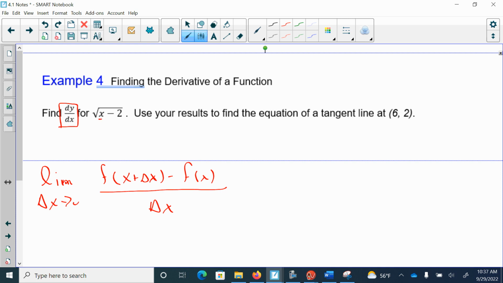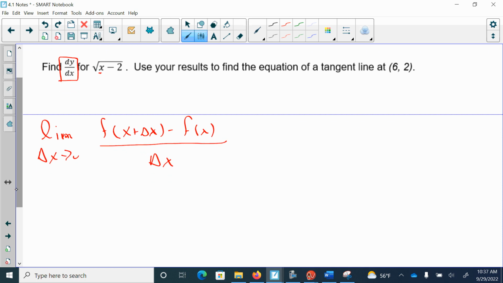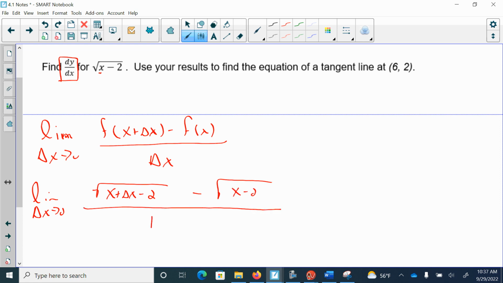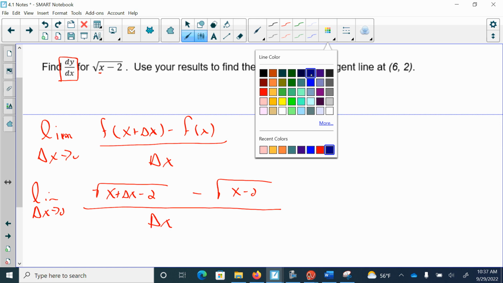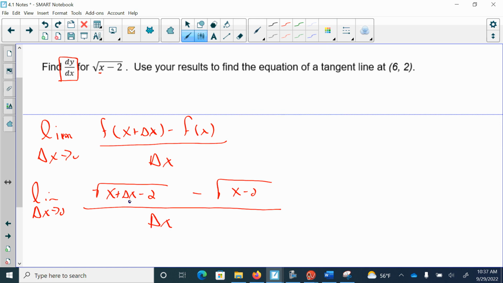Yes, Mrs. Ward. So I'm going to put in x plus delta x, yes? Here I'm writing this every single time: the square root of x plus delta x minus 2, minus f of x, all over delta x. Now, just a reminder, what we just took a test on: if I were to put 0 in right now, I would get that indeterminate 0 over 0, which tells me I can simplify, yes?